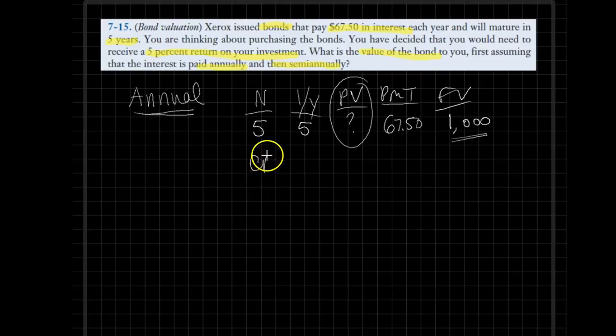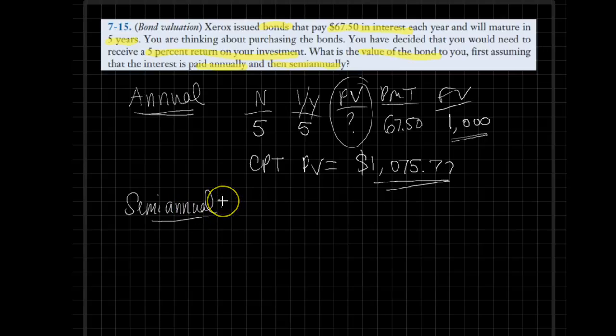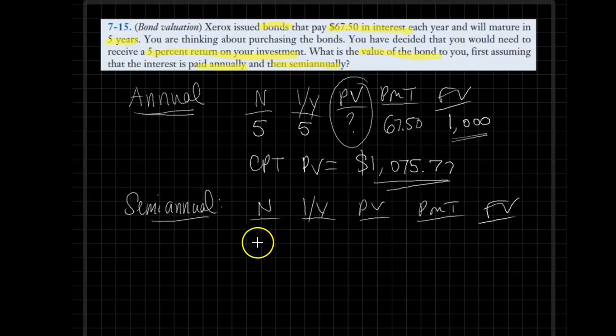Now, when we compute present value, this should give us the valuation of the bond, and in this case it will come out as $1,075.77. If the coupon payments were semi-annual, in that case, we need to make several adjustments to our calculations. So let's go ahead and figure those out.